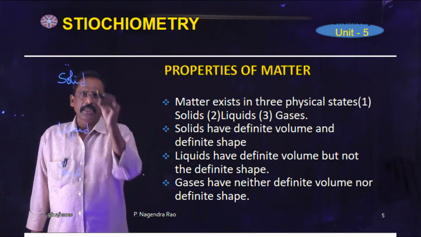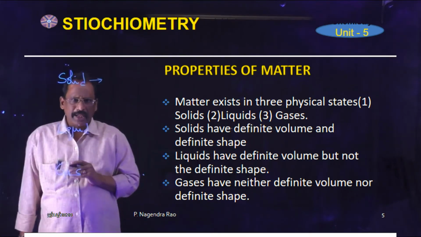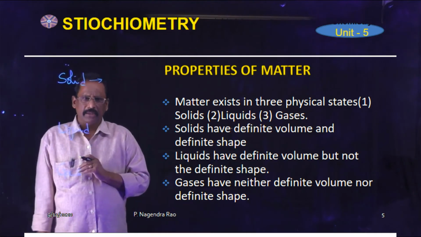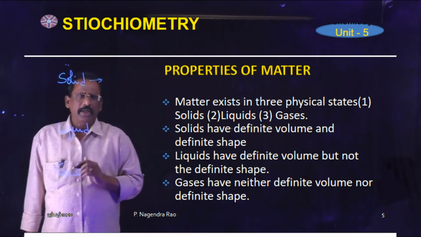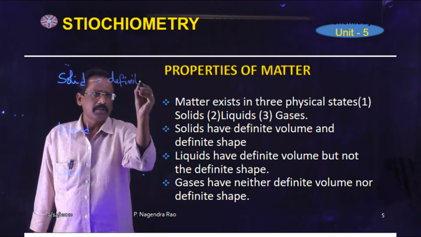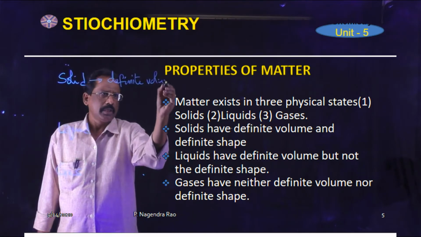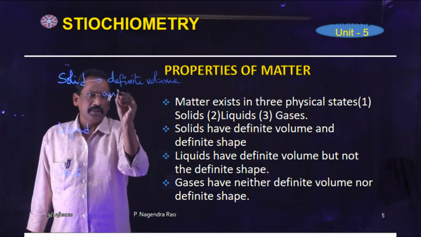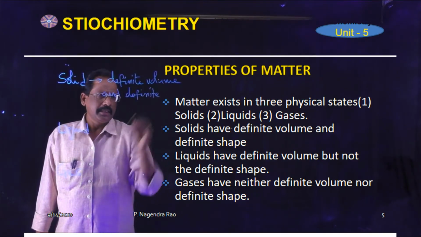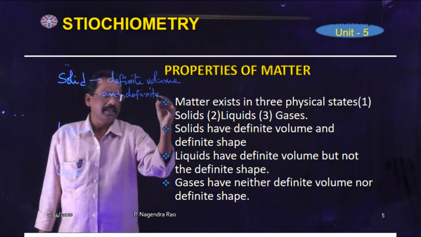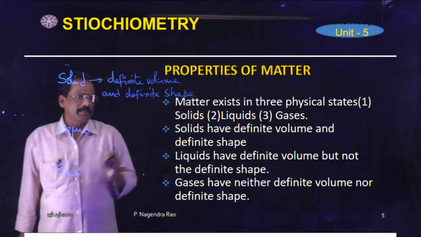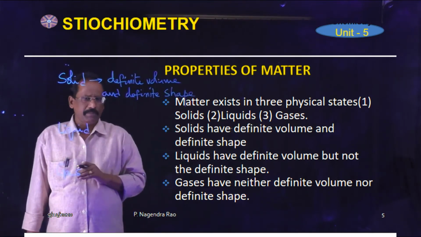Among these three, in solid, the atoms are very close to each other. Intermolecular forces of attraction are more. That's why solids have a definite volume and definite shape also. That means in the solid state, the atoms have strong intermolecular forces of attraction. That's why they have a definite volume and definite shape.